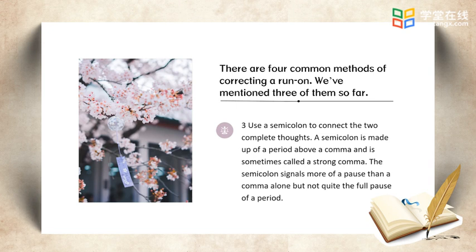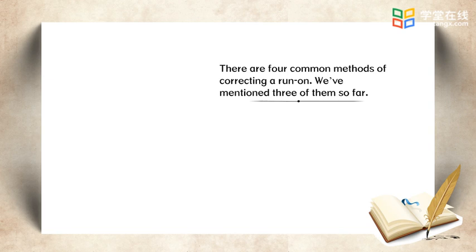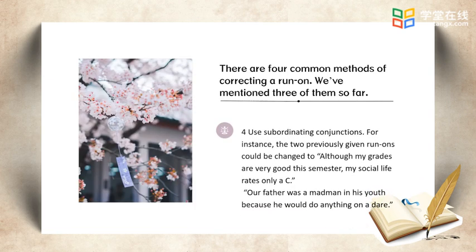A semicolon is made up of a period above a comma and is sometimes called a strong comma. The semicolon signals more of a pause than a comma alone, but not quite the full pause of a period. Number 4, use subordinating conjunctions.